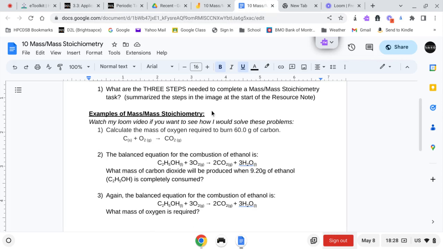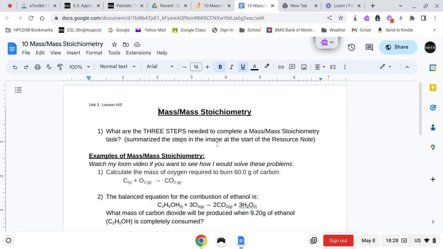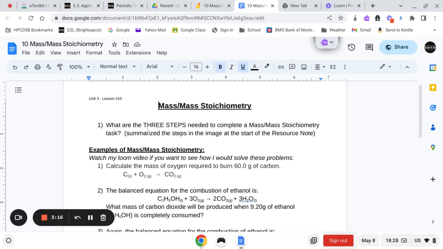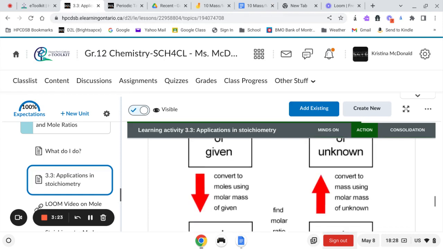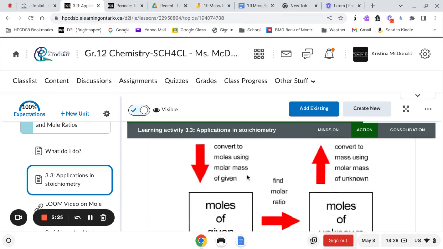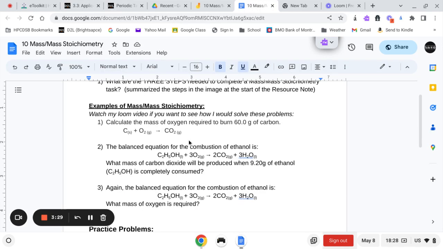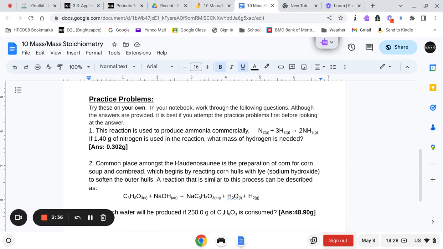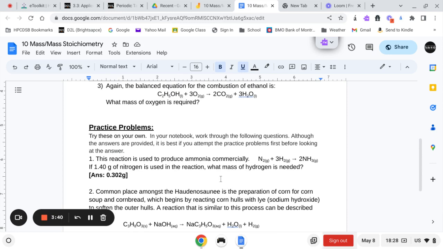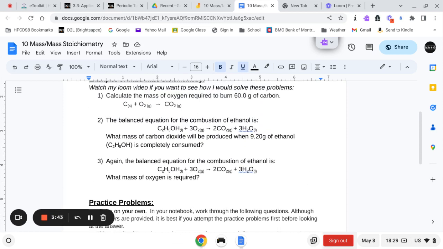So you have a summary note here that I have for you. And what I ask is for you to summarize the 3 steps needed to complete mass stoichiometry. Again, this is them right here. Follow the arrows. Each arrow represents 1 step. And then we are going to go through these 3 examples together. Okay. And then you have 2 questions to try. I've provided answers for you so that you can try them, pardon me, and see if you can get the answers required.